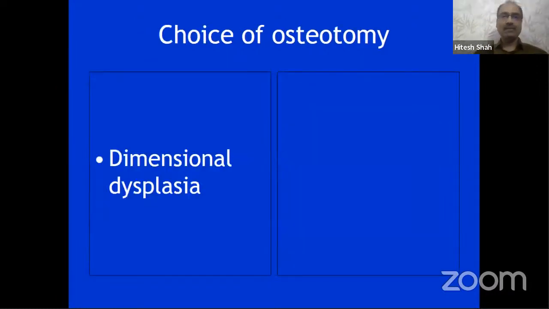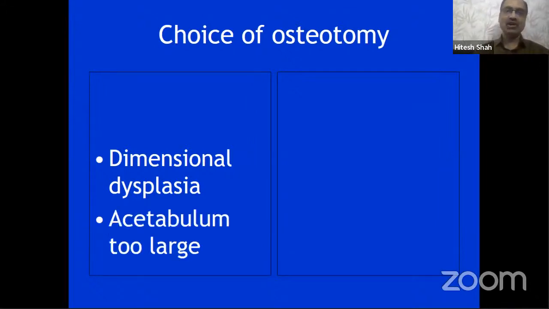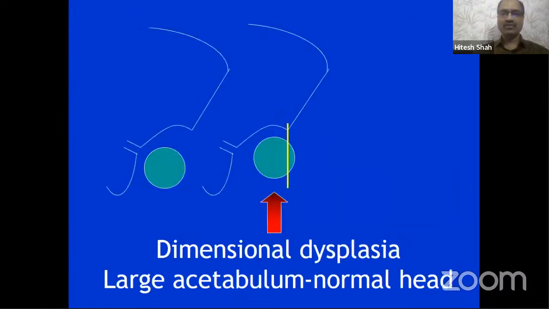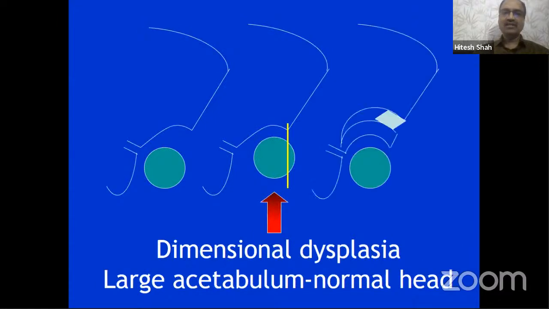Now coming to the second point, dimensional dysplasia. As I said, dimensional dysplasia may be either smaller or larger. First of all, when the acetabulum is large, we need to do volume reduction. We need to reduce the volume of the acetabulum. And what are these osteotomies? If the volume is large, we can reduce the volume and place a graft, with either a complete or an incomplete osteotomy. Incomplete osteotomy is the Dega, complete osteotomy is the Pemberton.